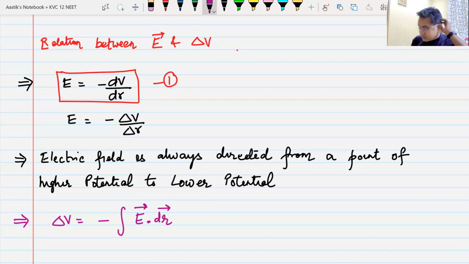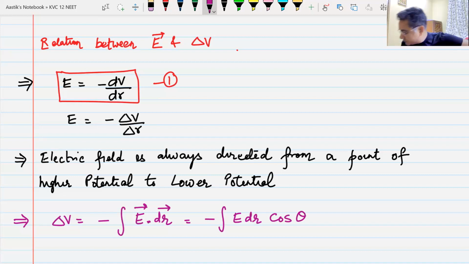You just have to remember these two relations because you are from the NEET stream. You may not be going to solve this integral, but you will have to remember this. Now it's a dot product, so you can write it as E into dr into cos theta, the negative integral of E dr cos theta. This cos theta relation is very important because most of the questions you are going to get can be solved using this cos theta factor. Do we understand this? Yes or no? Have you written this?